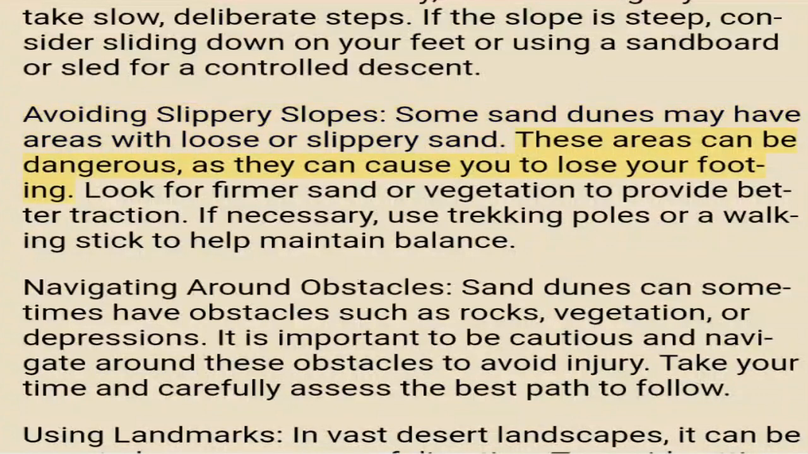These areas can be dangerous, as they can cause you to lose your footing. Look for firmer sand or vegetation to provide better traction. If necessary, use trekking poles or a walking stick to help maintain balance. Navigating around obstacles. Sand dunes can sometimes have obstacles such as rocks, vegetation, or depressions. It is important to be cautious and navigate around these obstacles to avoid injury. Take your time and carefully assess the best path to follow.